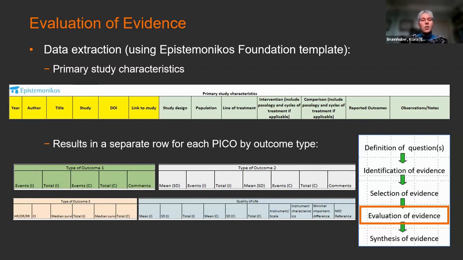The first part of the data extraction looks at the actual study characteristics. So which year was it conducted? Who are the authors? What's the title? What's the study type? Is there a link, DOI for it? And then you start looking at things like the study design, the population that included, the treatment, the intervention, comparison, and then what outcomes were reported, and any notes that you want to add at this point. So this is very much the template used by the Epistemonikos Foundation, who have been a wonderful partner in our guideline project these past years.